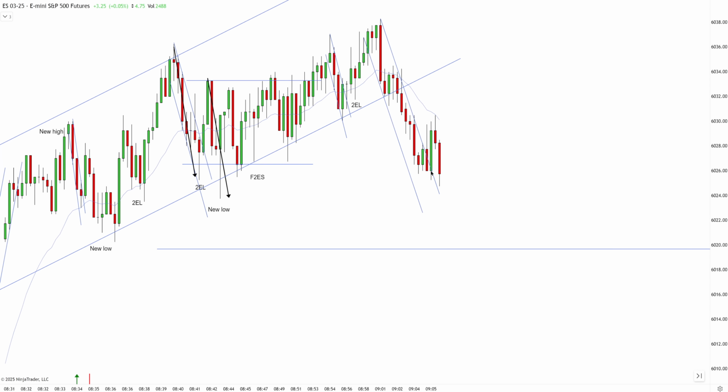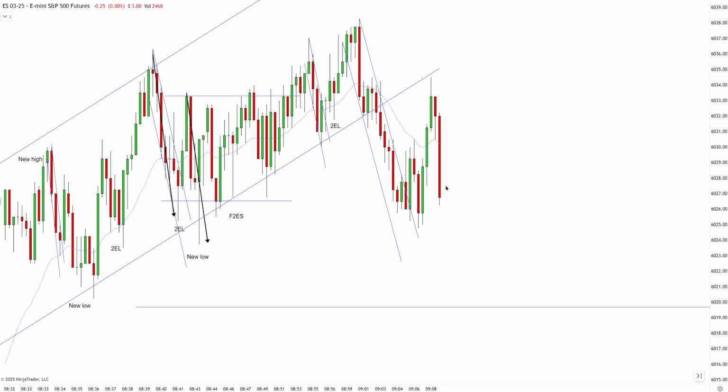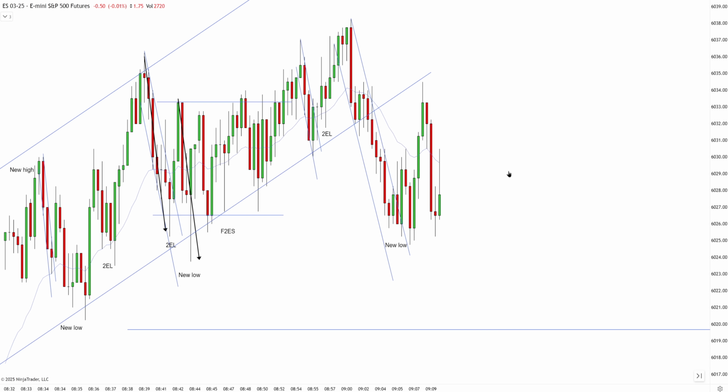I cannot go long below the EMA. We expect new high, so I'm mainly thinking bullish. We're pushing above EMA, but we're back below. Why are we back below the EMA? So nothing much happening here.